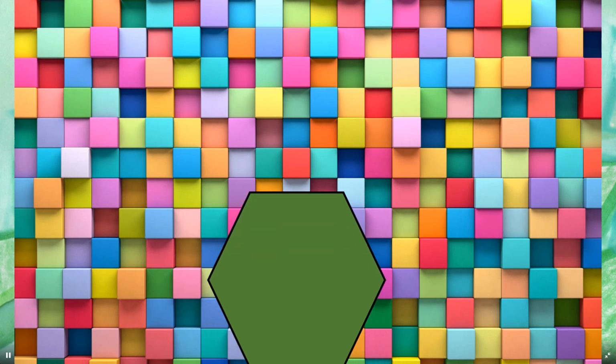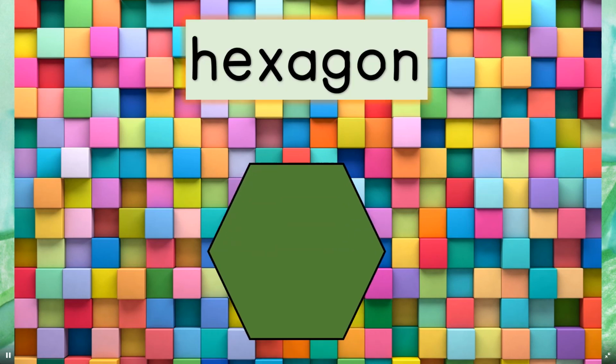We're going to be talking about one of my favorite shapes today. It is the hexagon. All right, and to learn more about the hexagon, we're going to sing a little song.